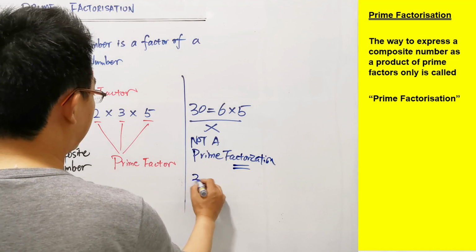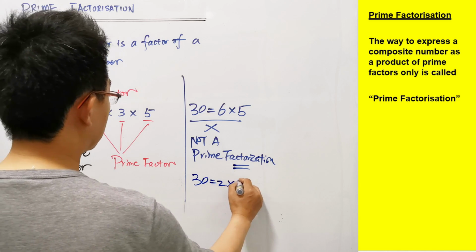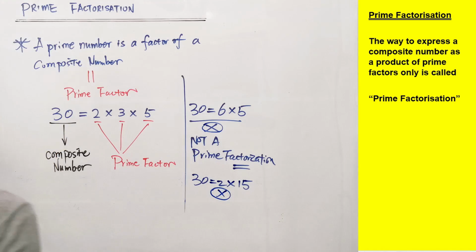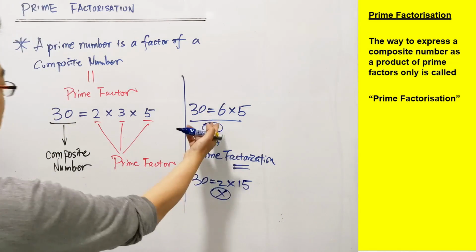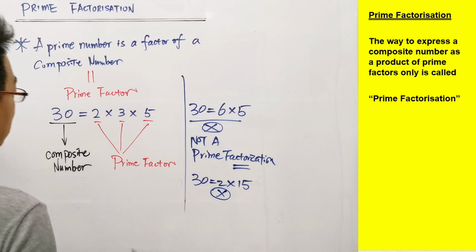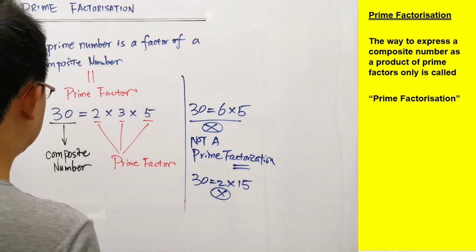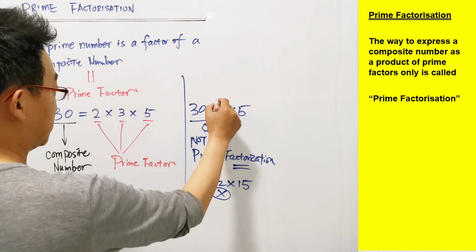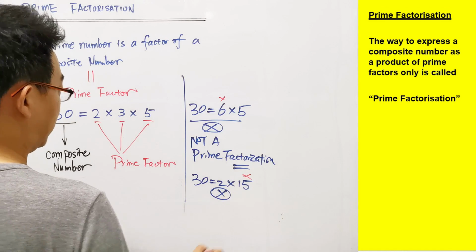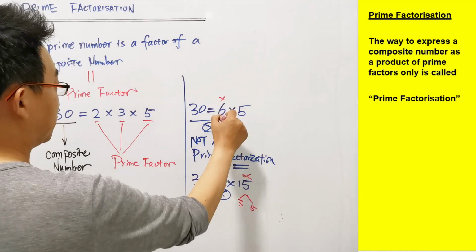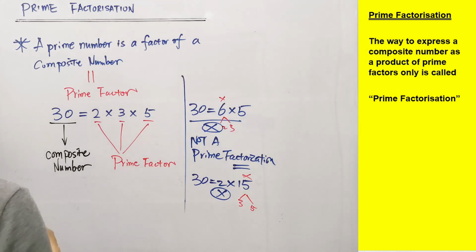Even if we specify 13 equals 2 times 15, again, this is not a prime factorization. Every factor must be a prime number. If so, then the process is prime factorization. Here you can still break 6 down into 3 and 5, and here you can still break it down into 2 and 3. This is very clear.